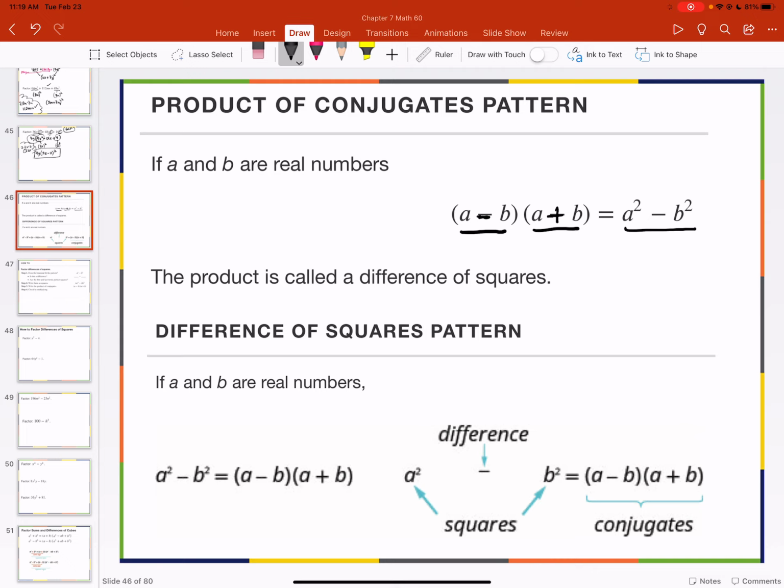This one is like everyone's favorite. Why? Because it's really easy to identify a difference of two squares. It's not even a trinomial, it's a binomial, and it factors out so nicely.